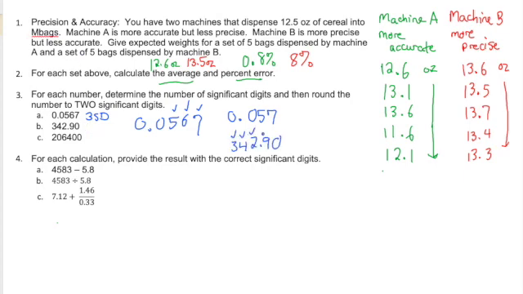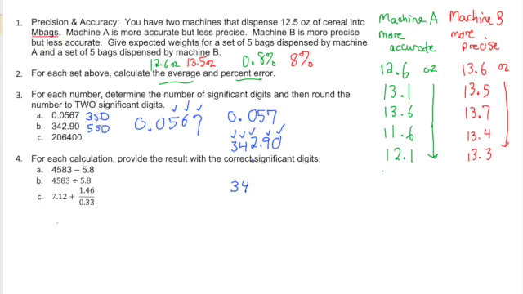1, 2, 3, 4, and 5 significant digits. This 0 is to the right of the non-zero digits, and that depends on the decimal. Since there is a decimal in the number, it is significant. So that is 5 significant digits. We only want 2, so we want to keep just these 2. So we're going to keep the 3 and the 4. The 2 is small. We're not going to change the 4 to a 5.